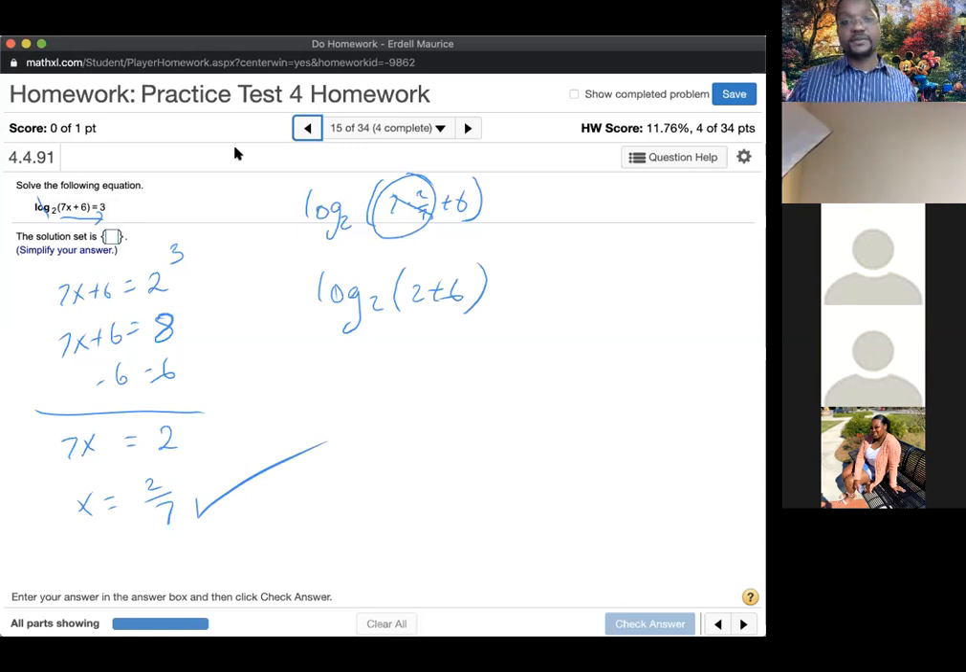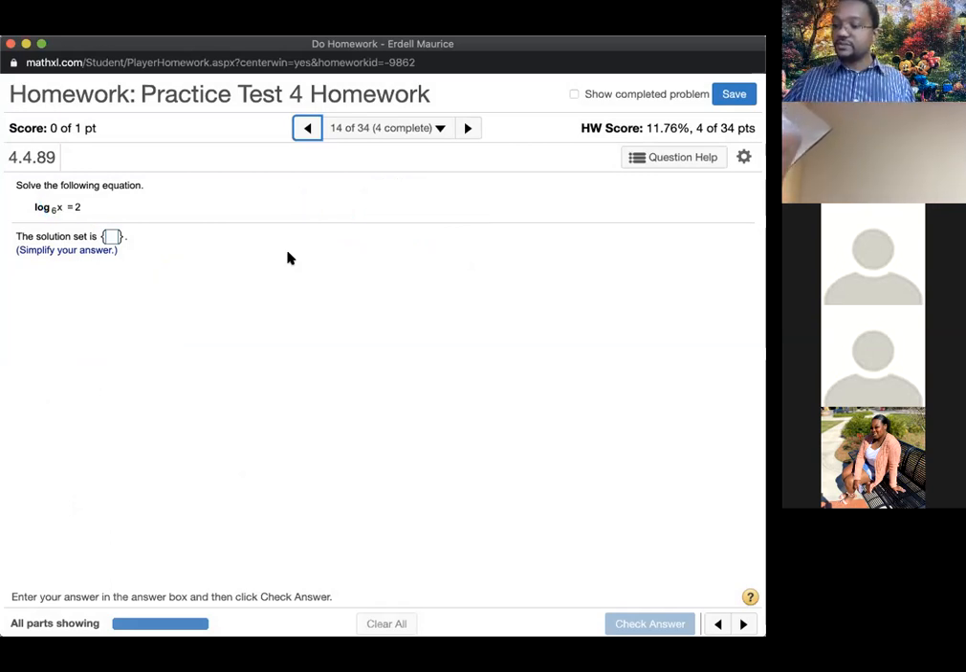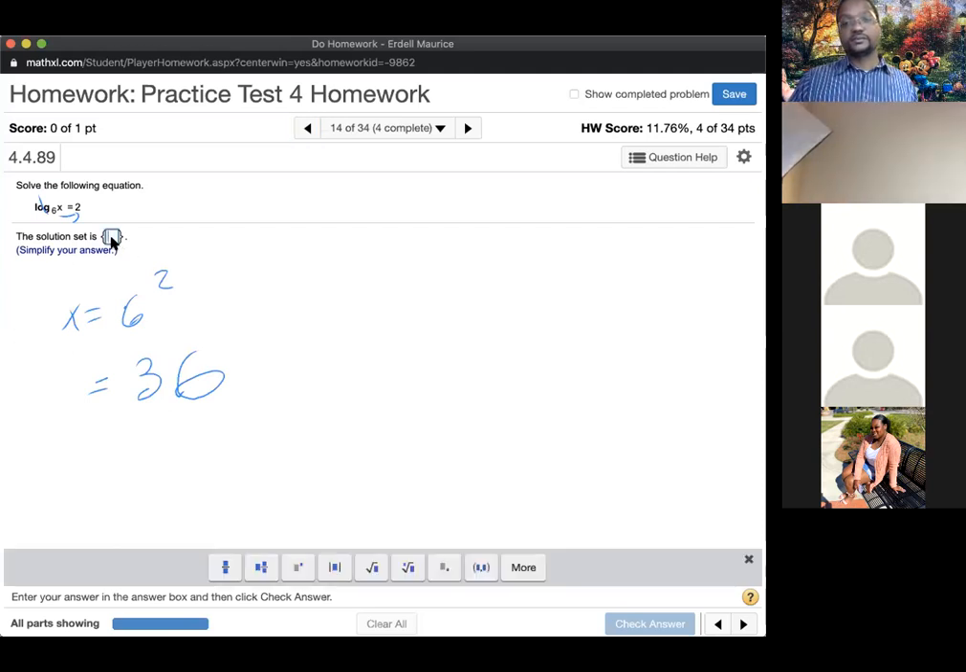Okay. Stepping on back. 6 squared. Well, you just convert to exponential form. The answer becomes apparent. 36.